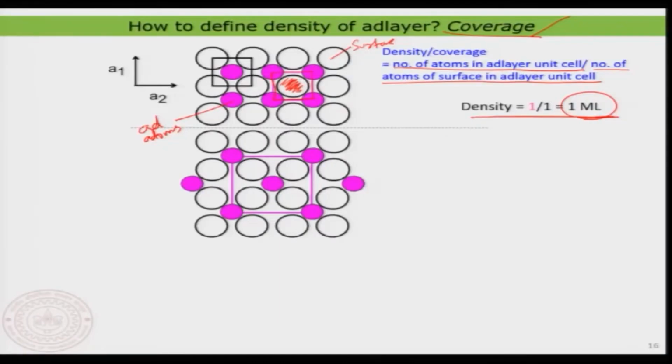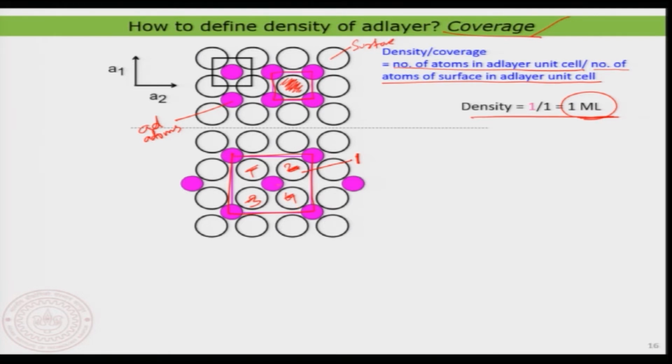Now, let us look at another surface. This is another surface which is a less dense surface, you clearly see that. Now, this is the unit cell of your surface, the Adlayer, and now you can clearly see that I have one atom in the Adlayer lattice, but I have 4 atoms in the surface: 1, 2, 3, 4 atoms in the surface, right.